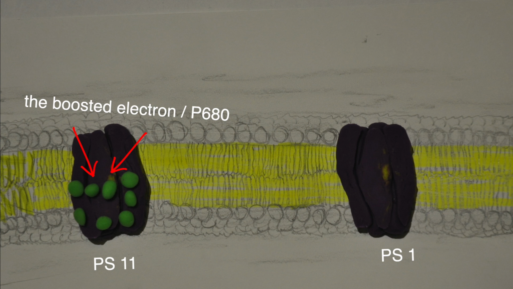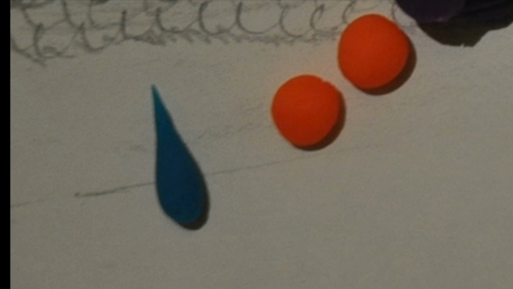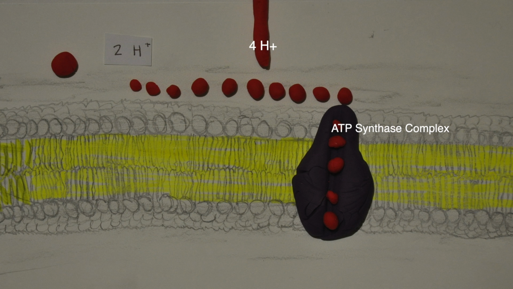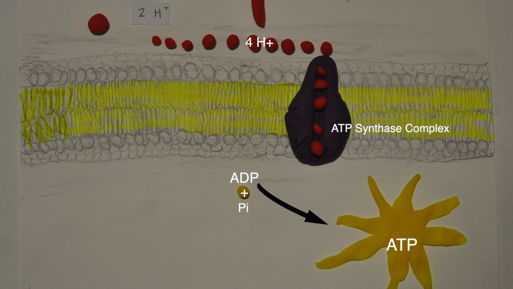Then this electron is eventually transferred from the excited P680 to the primary electron acceptor, while an enzyme catalyzes the splitting of a water molecule into 2 electrons, 2 hydrogen ions, and an oxygen atom. And these hydrogen ions diffuse from the thylakoid space back to the stroma through ATP synthase complexes, with protons flowing down their gradient causing the rotation of ATP synthase, making ATP from ADP and inorganic phosphate.